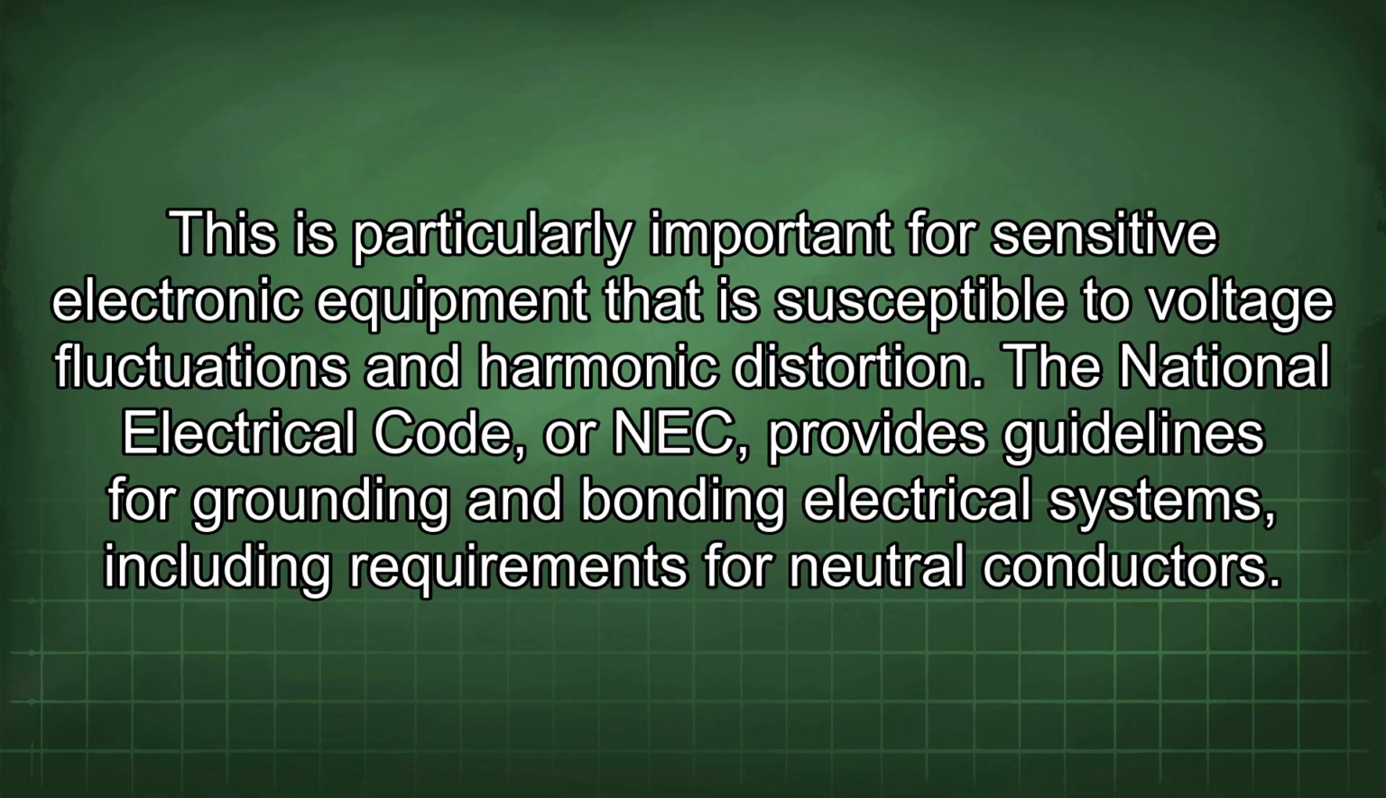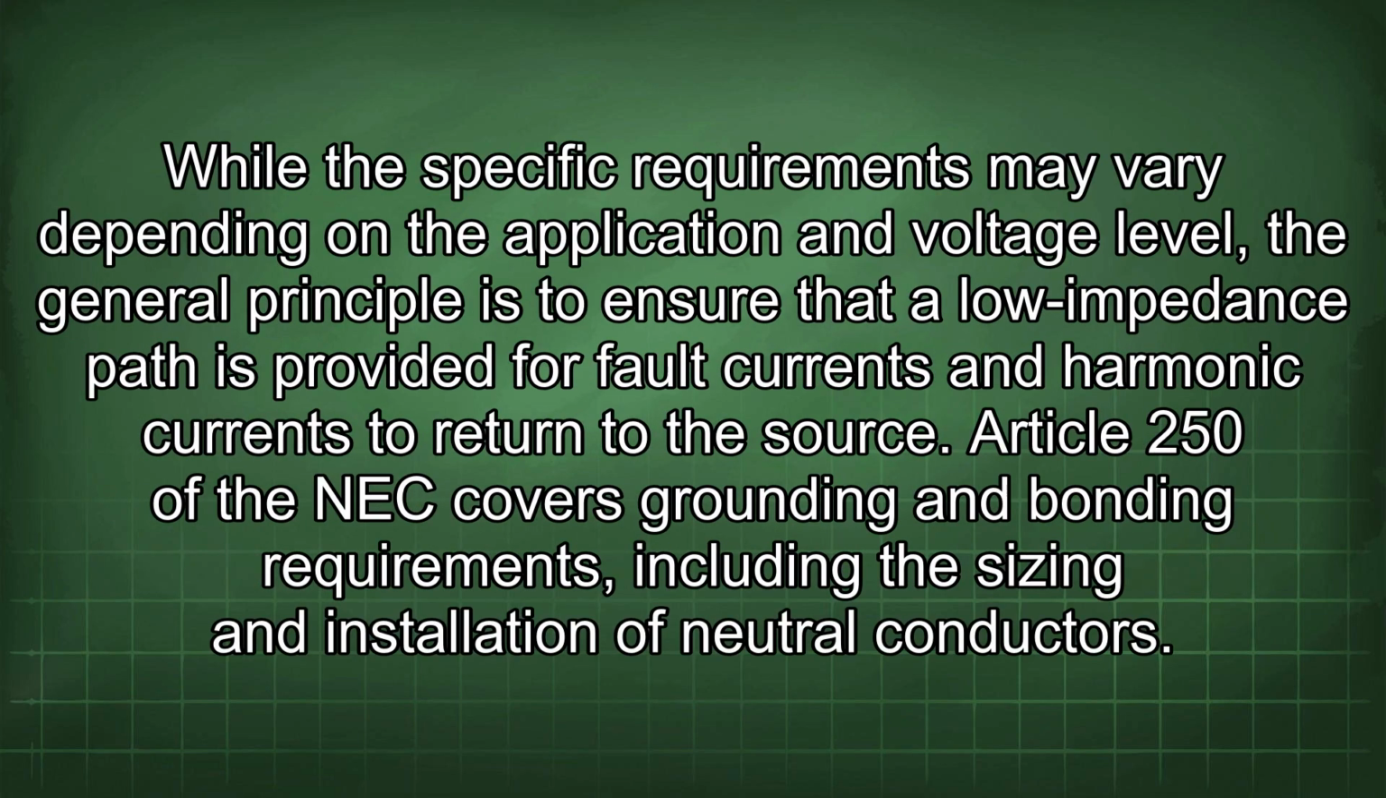The National Electrical Code, or NEC, provides guidelines for grounding and bonding electrical systems, including requirements for neutral conductors. While the specific requirements may vary depending on the application and voltage level, the general principle is to ensure that a low impedance path is provided for fault currents and harmonic currents to return to the source. Article 250 of the NEC covers grounding and bonding requirements, including the sizing and installation of neutral conductors.